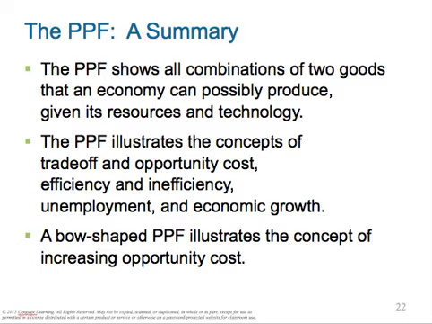So the summary of the production possibilities frontier, the PPF, shows all combinations of two goods that an economy can possibly produce given its resources and technology. Like I say, given the number of labor hours they have and existing technology. The PPF illustrates the concepts of trade-off and opportunity cost, efficiency and inefficiency, unemployment and economic growth. Remember, if you're inside of the PPF, it's inefficient. You're going to have some unemployment because you're not using all your labor hours. And then also the bow-shaped PPF illustrates the concept of increasing opportunity cost.